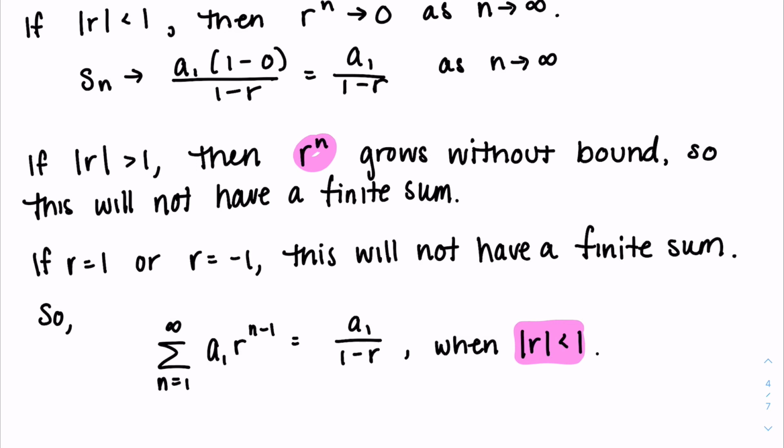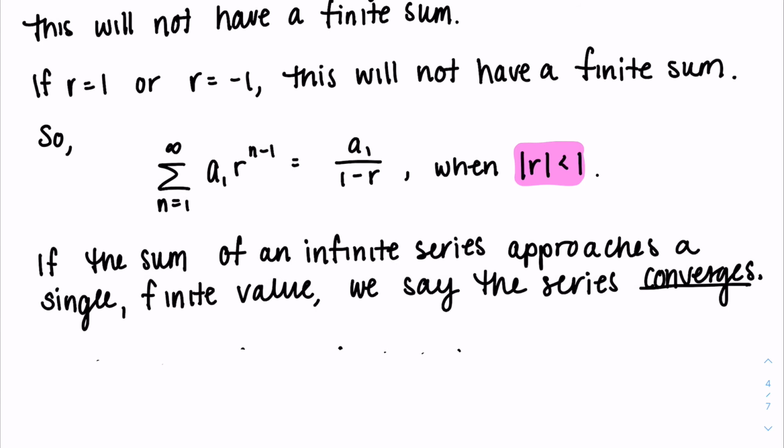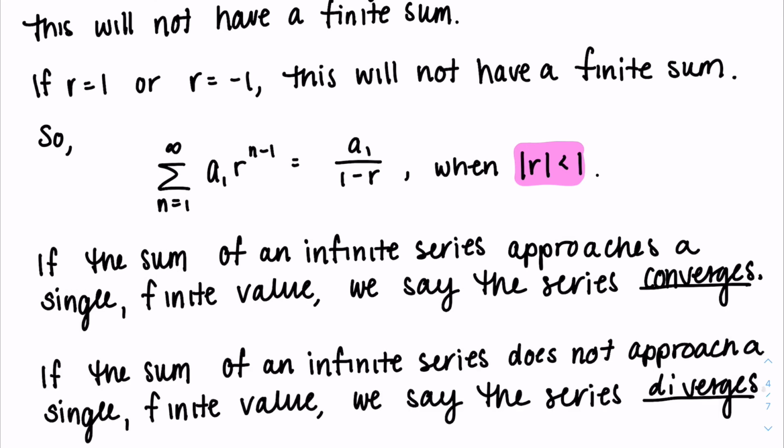And so that leads to an idea of series about convergence and divergence. If the sum of an infinite series approaches a single finite value, so the sum equals something, we say the series converges. If the sum does not approach a single finite value, it diverges. So it either blows up to infinity, negative infinity, or it just doesn't equal anything at all.